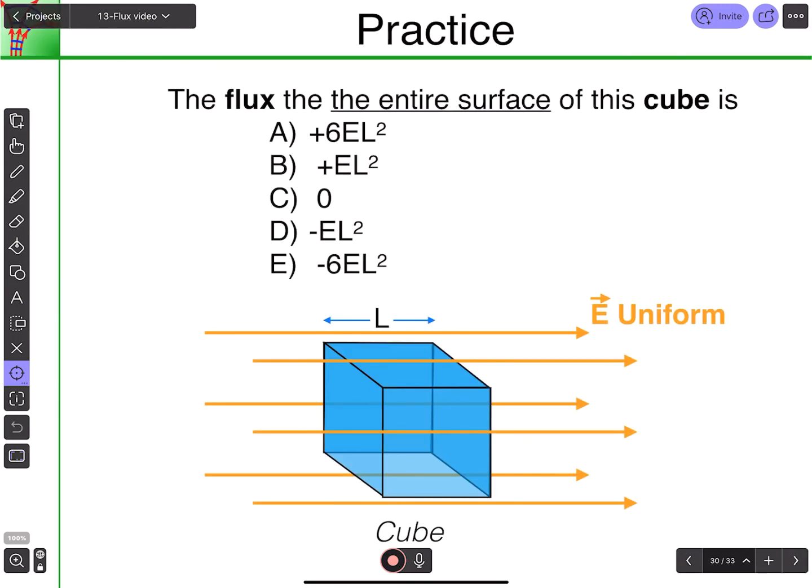What's the flux through the entire surface? Well, let's go one at a time. The top is 0, which means by symmetry the bottom will be 0, the front will be 0, the back of the cube, the one that's hidden by all the other ones, will be 0. This left side we saw is minus EL squared, the right side is plus EL squared, so our total answer, if you add them all together, is going to be 0.